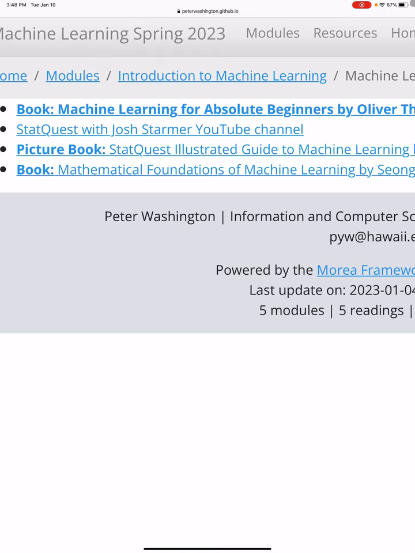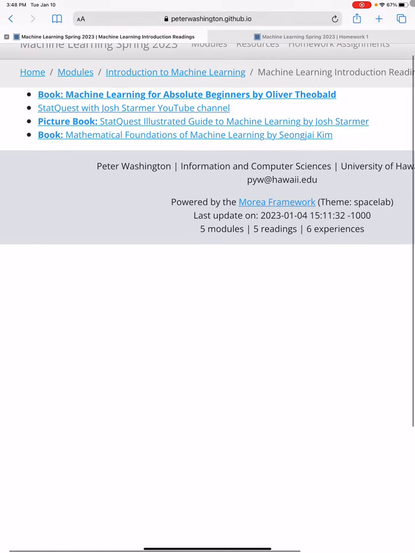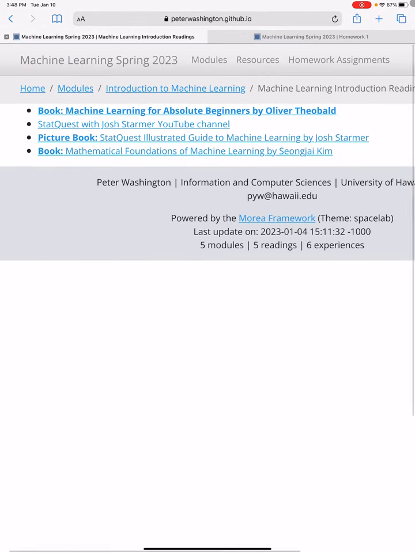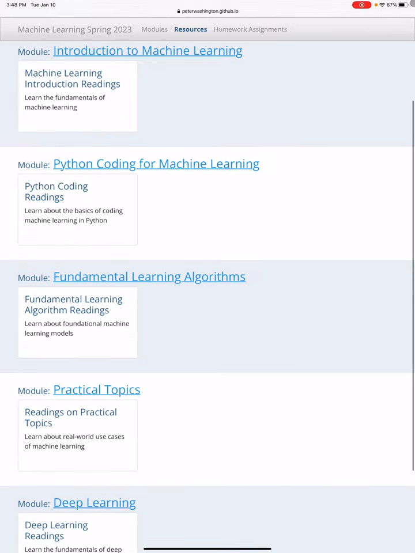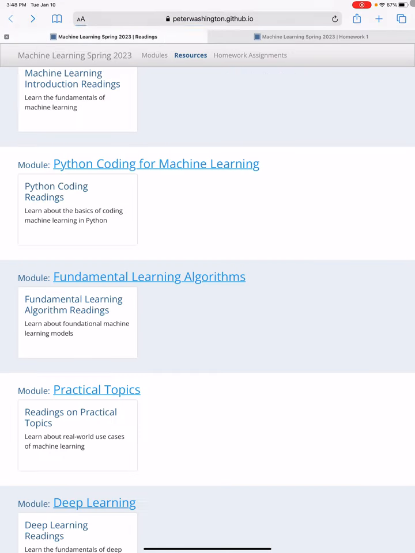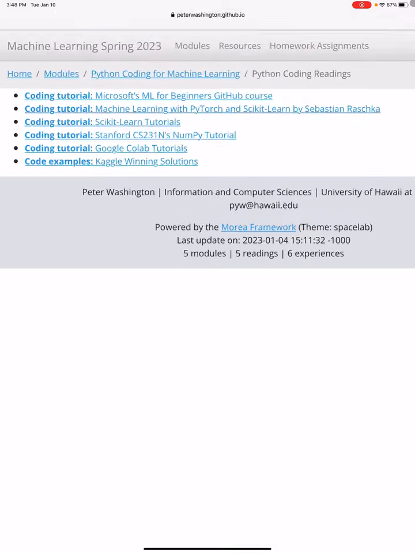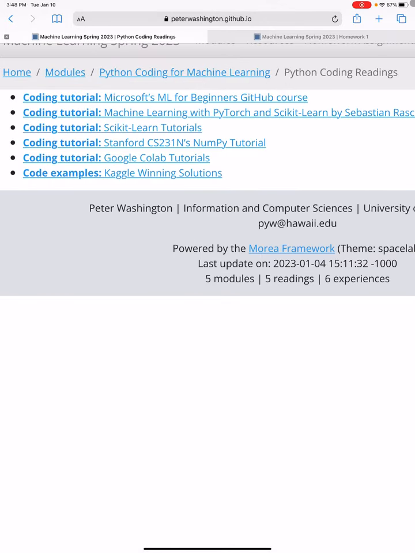If you are coming from a math-heavy background, there are also math-heavy versions of the course readings. And these are divided up for each module. And of course, there are coding tutorials for all the different coding things we'll learn in this class.